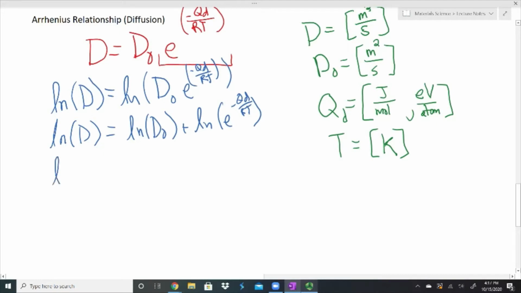All right, simplify some things again. I like to do things step by step. I'm trying not to just mix steps here for you guys. That is my ln D naught plus my natural log and my exponential. Technically, you could say they cancel each other out. They make each other go away. So I just end up with negative QD over RT.